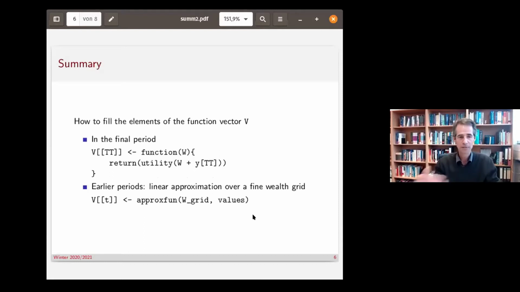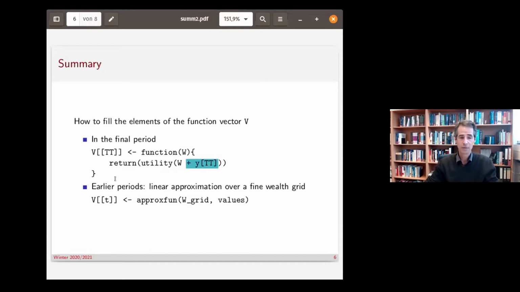Okay, so now we have to fill this vector of functions with functions, because when we start, the initial vector is just empty. So we start in the last period, and all of you have done that. In the last period, it's easy, and we just assign a function of W to this element, and the return of that function is the utility evaluated at W, the functional argument, plus last period's income.